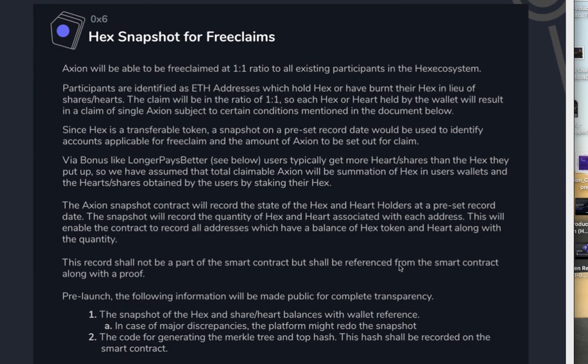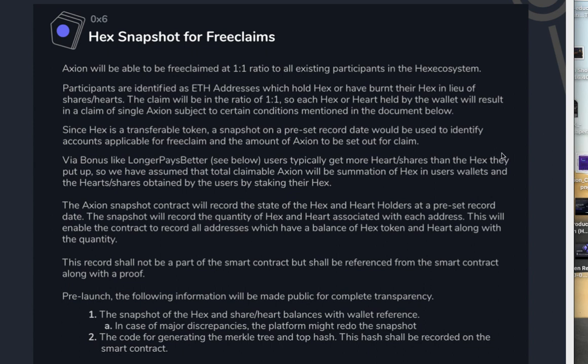Hex snapshot for free claims is very important. If you hold Hex, Axion will be able to be freely claimed at a 1-to-1 ratio by all existing participants in the Hex ecosystem. Participants are identified as Ethereum addresses which hold Hex or have burnt their Hex in lieu of shares. Hearts are just small components of Hex, the Hex shares. The claim will be in the ratio of 1-to-1, so each Hex or heart held by the wallet will result in a claim of a single Axion, subject to certain conditions mentioned in the document below.